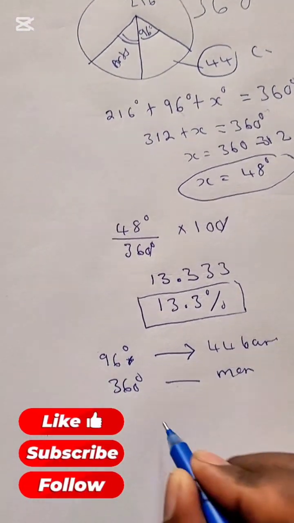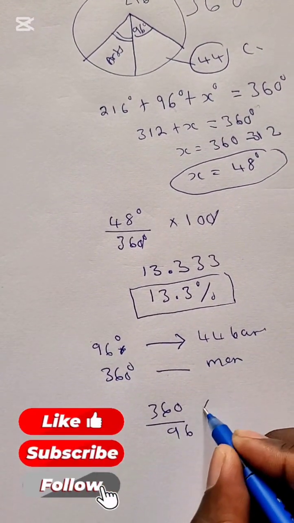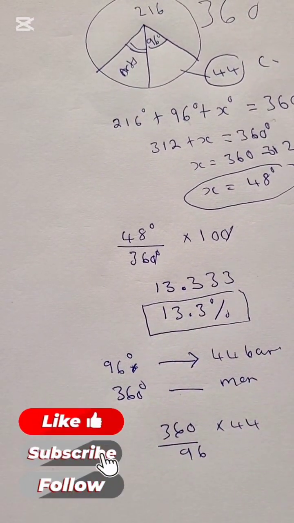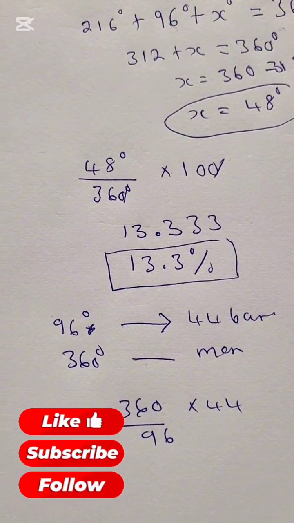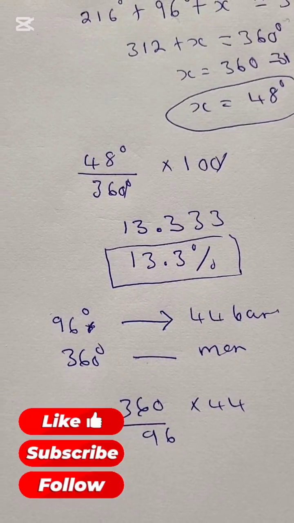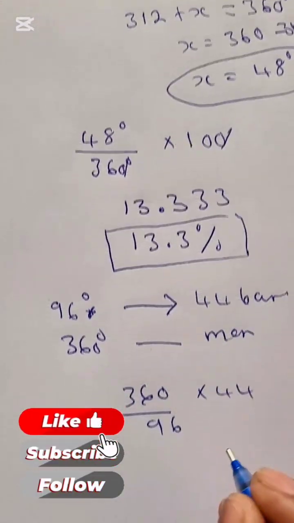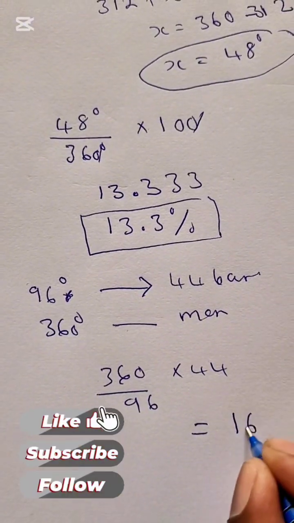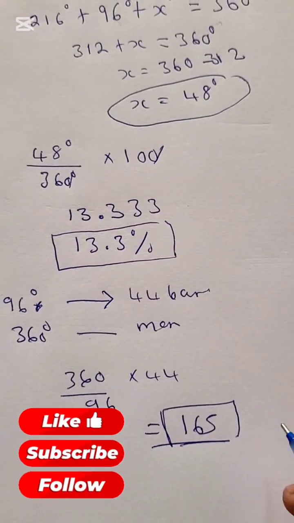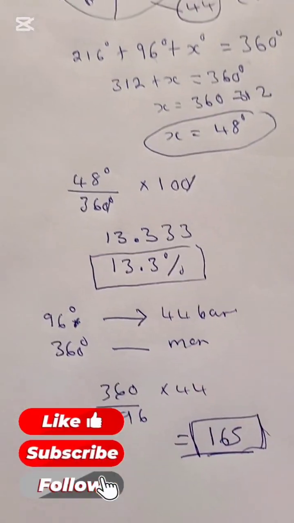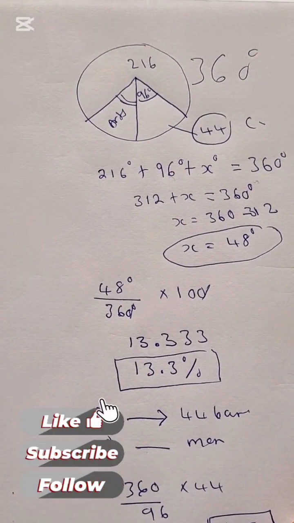So we're going to say 360 over 96 times 44. So the total number of learners is 165. Are we together? So this way, the total number of learners who took part in the survey. Are we together?